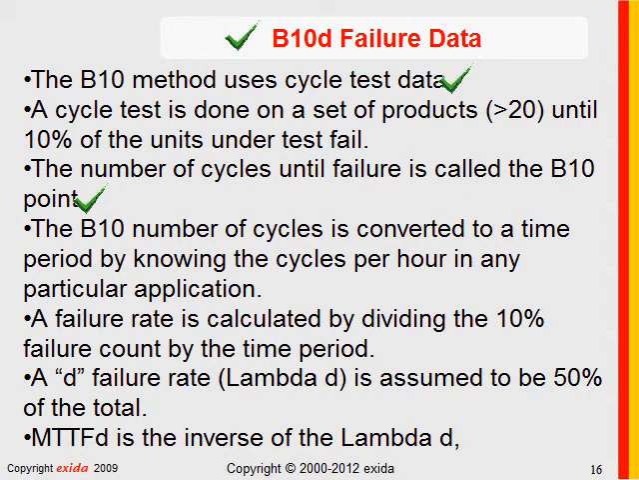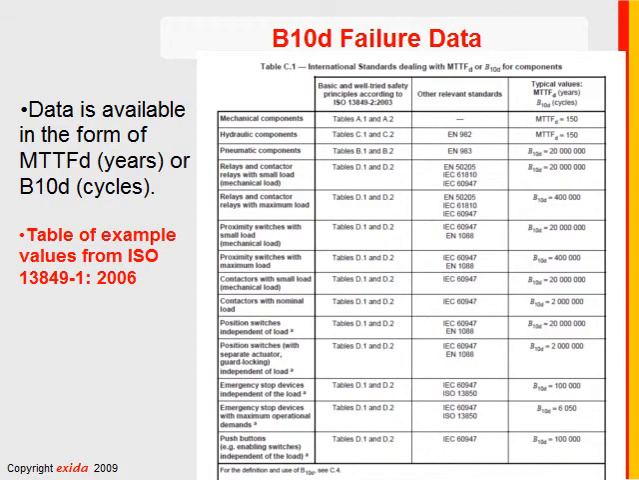Now, what is often not stated is the assumptions. The assumptions as to when that particular test and therefore the particular results are valid. Data is typically presented in terms of an MTTFD, which is in years, or a B10 point in cycles. This is a particular chart from ISO 13849-1, 2006. It is a functional safety standard for the machine safety industry.